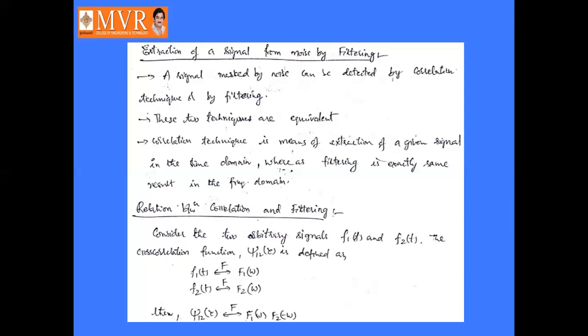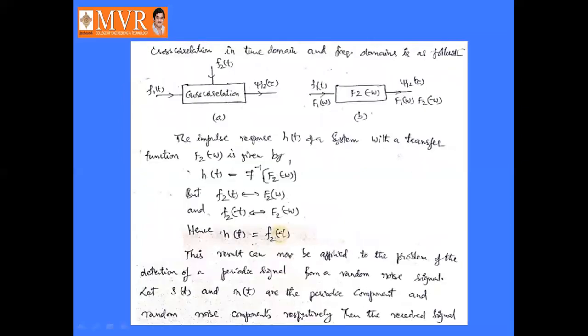Consider the two arbitrary signals f1(t) and f2(t). The cross correlation function J12 is defined as follows. If the Fourier transform of f1(t) is F1(omega) and the Fourier transform of f2(t) is F2(omega), then the Fourier transform of J12(tau) is nothing but F1(omega) into F2(minus omega), right? So cross correlation in the time domain and frequency domain is as follows. Figure A is cross correlation in the time domain, whereas figure B is cross correlation in the frequency domain, right? So here f1(t) and f2(t) give the response J12(tau).